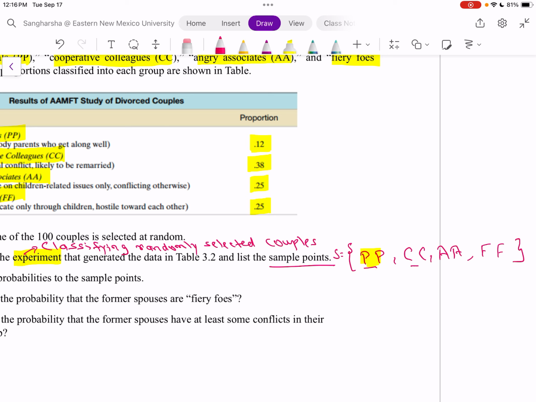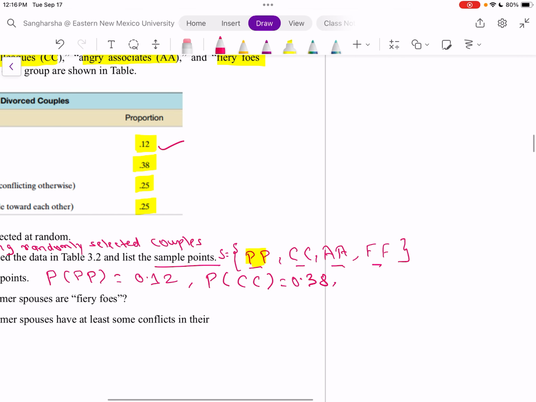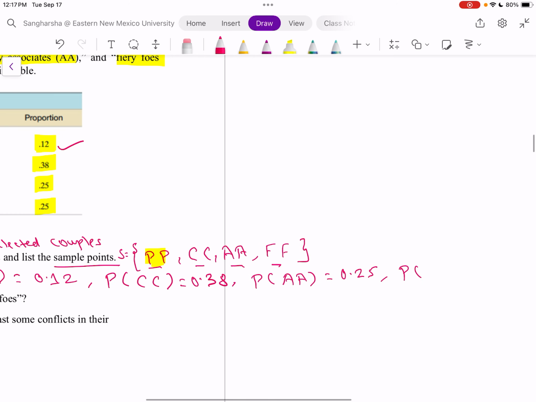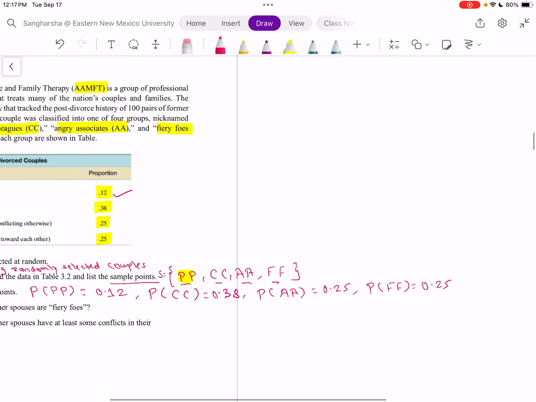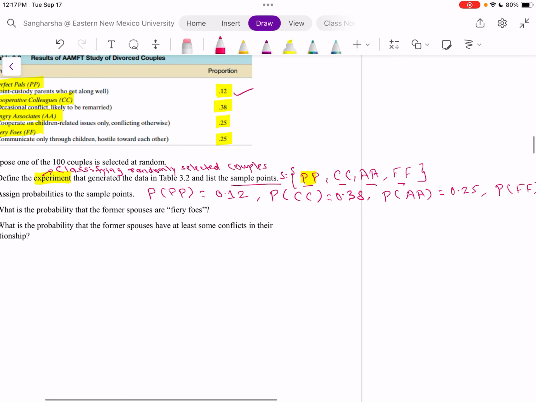So we have 4 of these sample points. The probability of the couple to be PP is 0.12. It is given to us here. Similarly, the probability that a couple is CC is 0.38. The probability that a couple is AA is 0.25, and the probability that a couple is FF is 0.25. So this is our third step: we assign the probabilities for each sample point.